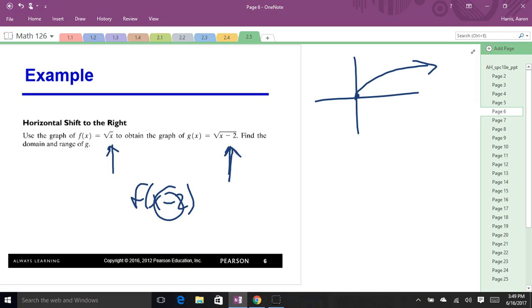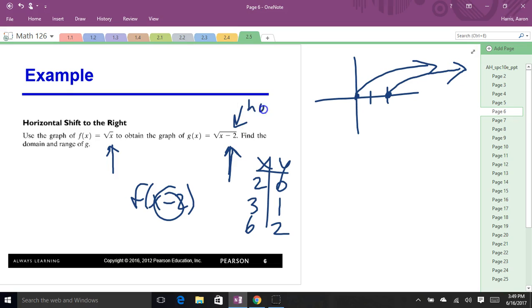So if you were to graph that, you plot some points again. You throw 2 in, 2 minus 2, 0, square root of 0, 0, 3 minus 2, 1, square root of 1, 1. And you could keep going with that. 6 minus 2, 4, square root of 4, 2. And soon enough, you graph those points and you're like, oh, it looks exactly the same, except it's been shifted right. So that is a horizontal shift right 2. So it's kind of counterintuitive. You got that minus 2 inside there, but it actually shifts it right 2.